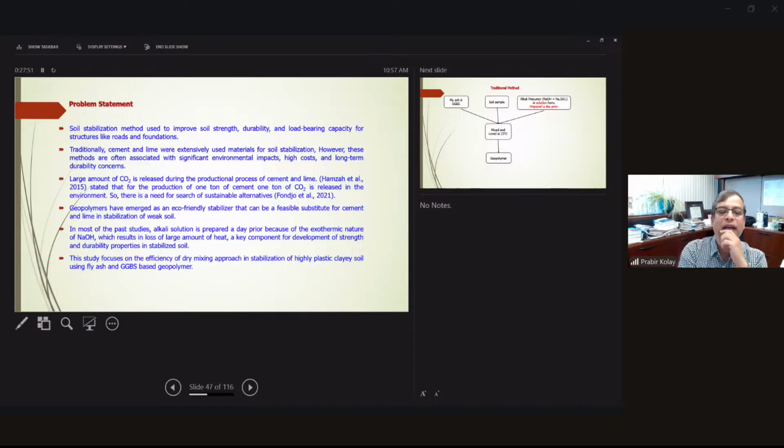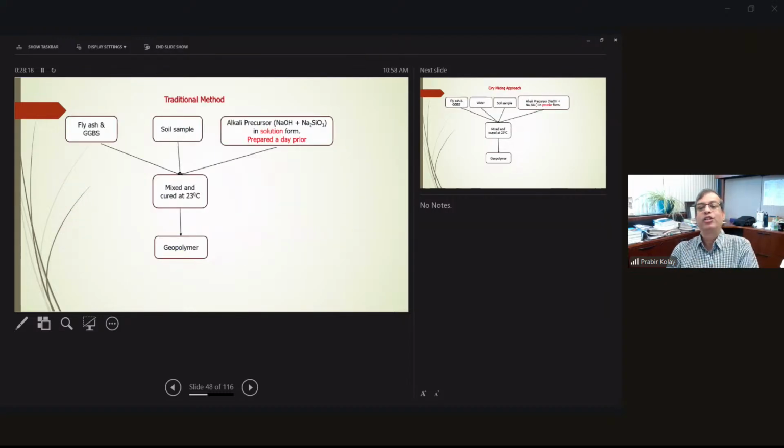I'm not going to talk about that in detail. So why use geopolymer? The idea is that we are not using conventional materials like cement or lime, whose production itself generates a lot of CO2. So geopolymer is eco-friendly. And in these studies, like in most cases of geopolymer, we used the wet mixing method.